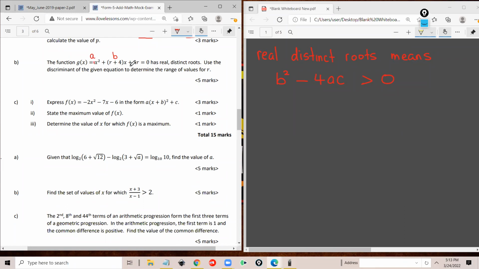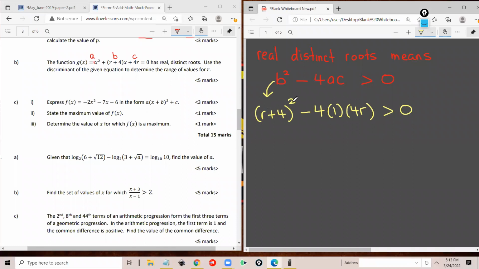And everything else without the x is what? C. So all we're going to do is go over here now and replace the a, the b, and the c. So b here is r plus 4. Don't forget to square it. Minus 4. A is how much? 1. And c is 4r. So at least simplify this expression for me now.